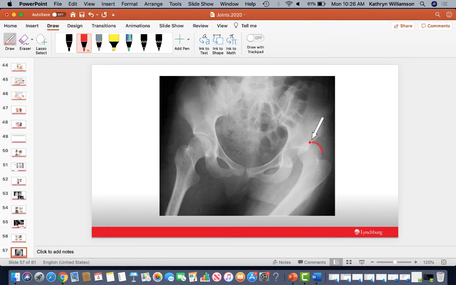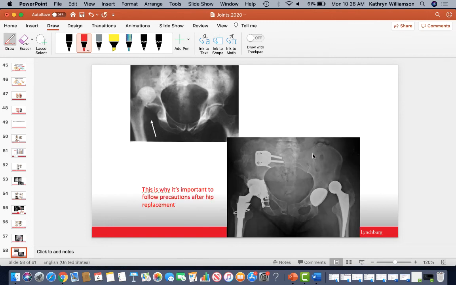Here's a hip dislocation. So here's the head of the femur. This is the acetabulum, where it should be. This took quite a bit of force. It is not easy to dislocate your hip. So probably a car accident or even maybe a motorcycle accident type of thing. But this takes a lot of force to get that hip to dislocate.